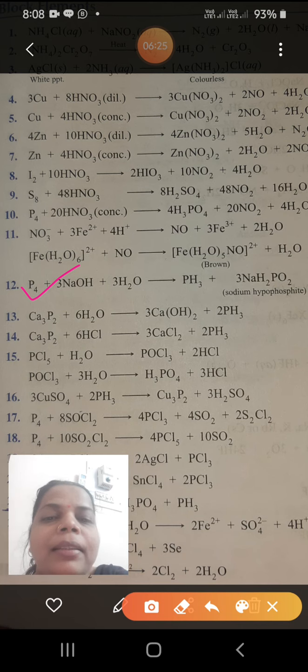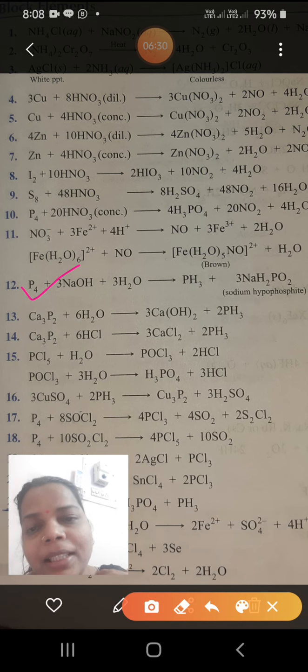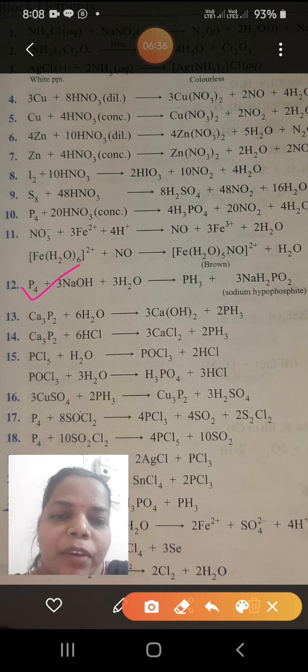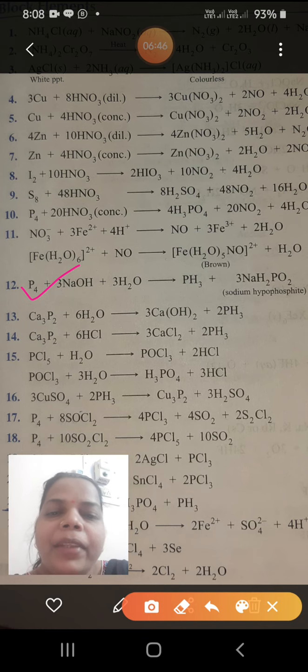What happens when phosphorus reacts with dilute alkali? Means sodium hydroxide and water. These two are reacting and they are forming sodium hypophosphite and PH3. What is PH3? It is phosphine gas. It is a poisonous gas. It has a rotten fish smell. This particular gas is formed.